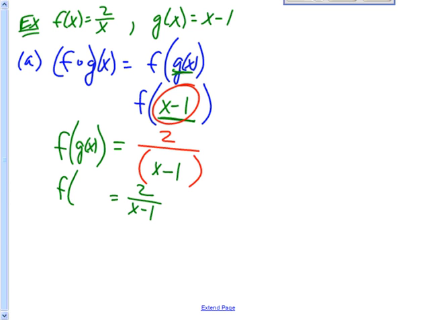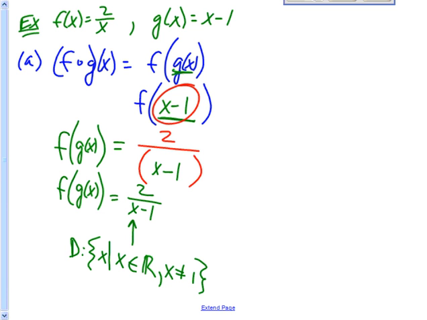And our domain here is the domain of g such that g is in the domain of f. So if you want to look at this thing, simply put, you know how this bottom x minus 1 cannot be 0, right? Well, what x value causes the denominator to be 0? Well, 1. So your domain here is x can be anything I want, so it's an element of the real numbers, except I cannot be 1. That's the only restriction that I have for f of g of x. Okay, let's do another one now.